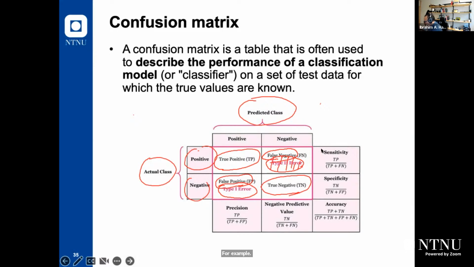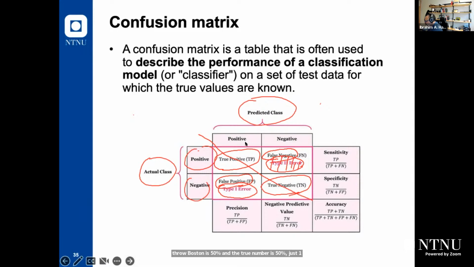We also have something called accuracy, the total accuracy. In fact, we need the numbers across the diagonal, and we need to maximize them. If true positive is 50% and true negative is 50%, with this one 0 and this one 0, for example, then the accuracy will be 100%.